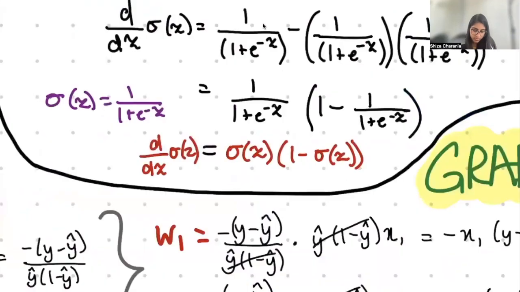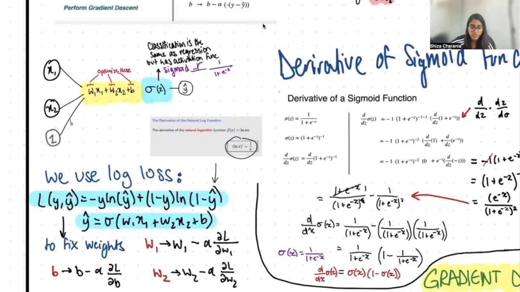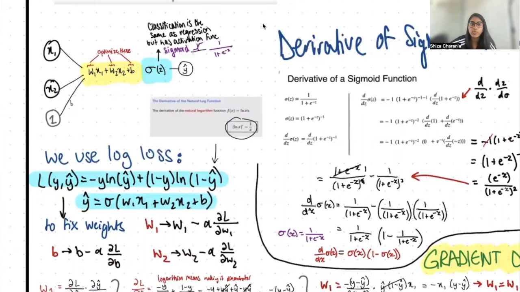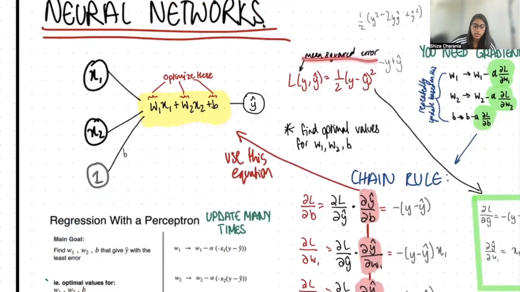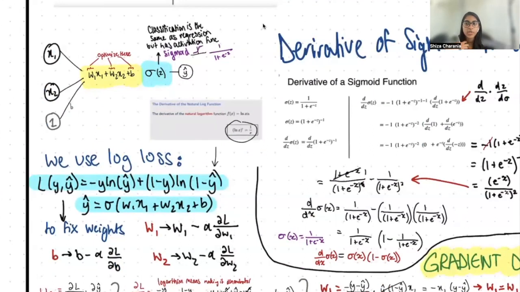So the derivative of the sigmoid function is basically just the variable it takes in times 1 minus the sigmoid of the variable it takes in. And we'll be applying that when we do the same sort of chain rule as well. And this time, instead of using the mean squared loss, the mean squared error, we're going to be using the log loss. And this is just convention in linear classification.